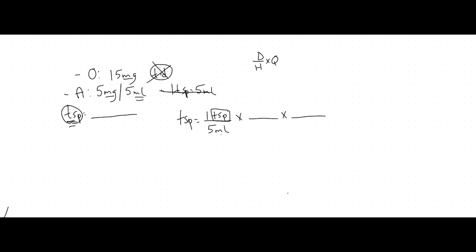Now to get rid of these mLs, what has mLs in the problem? 5. Top or bottom? Top. And what goes underneath it? 5 milligrams. That 5 is married to that 5 milligrams right here, so those two are going to stay together. Now I'm going to cancel these out, so I've gotten rid of that, but I still have to get rid of this milligram.